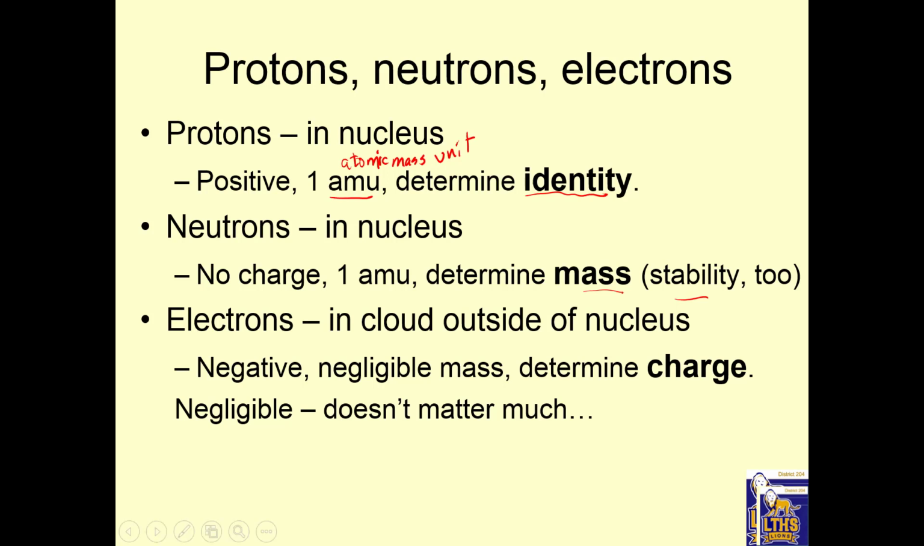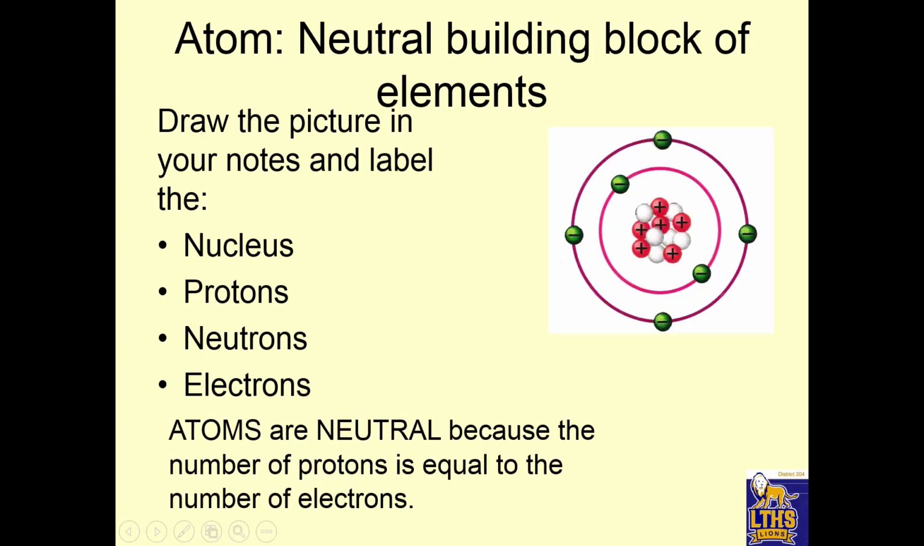Electrons are in the electron clouds outside the nucleus. They're negative. They have negligible mass, which means it doesn't matter much compared to 1 AMU. It's about 1/2000th. That's an estimate. I mean, that's a rounding of a proton or a neutron. But it does determine the charge of an overall substance, because they're negative, and if electrons change, the charge of an atom changes.